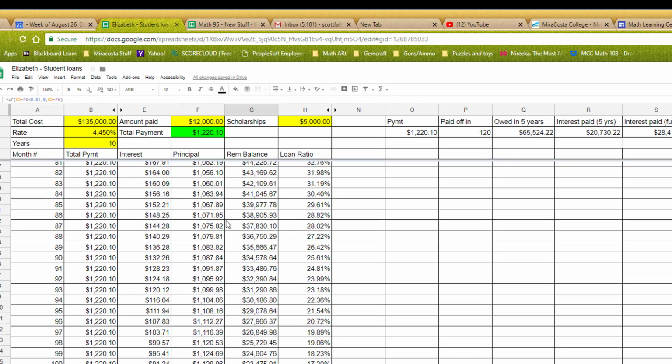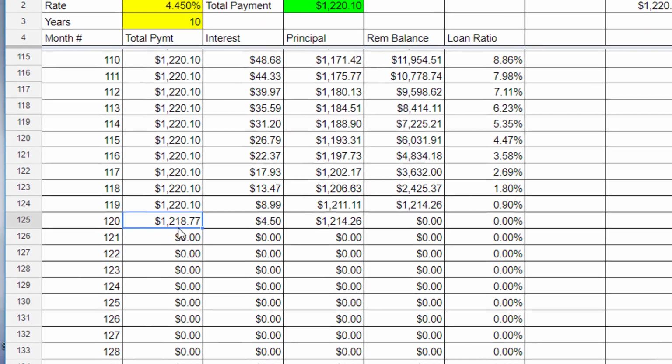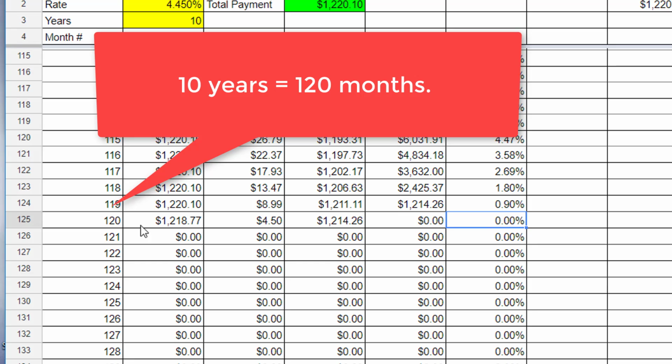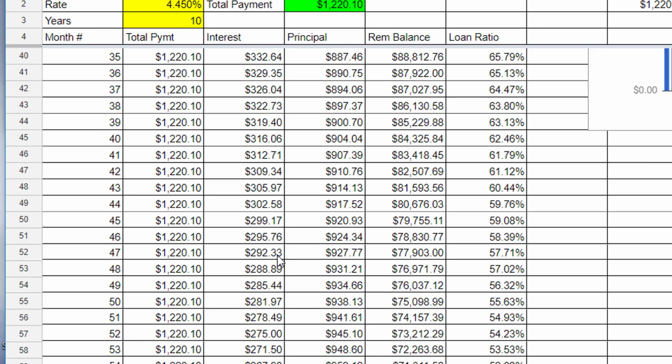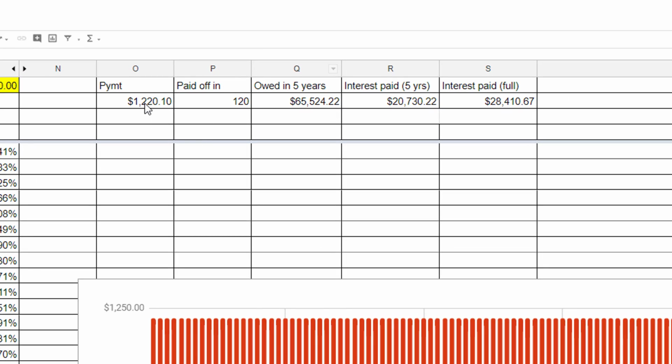I'm going to scroll down. And eventually, your final payment will terminate your student loan after 10 years. I put some numbers in here that I think will be helpful. Up on the side, you know your payment. And if you know your payment, it'll be paid off in 120 months.